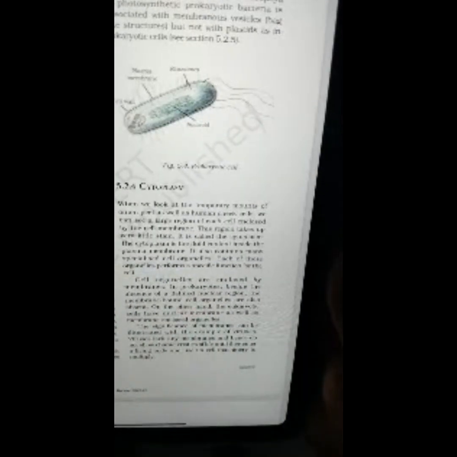Next one, 5.2.4, cytoplasm. When we look at the temporary mounts of onion peel as well as human cheek cells, we can see a large region of each cell enclosed by a cell membrane. This region takes up very little stain. It is called the cytoplasm. The cytoplasm is the fluid content inside the plasma membrane. It also contains many specialized cell organelles. Each of these cell organelles performs a specific function for the cell.